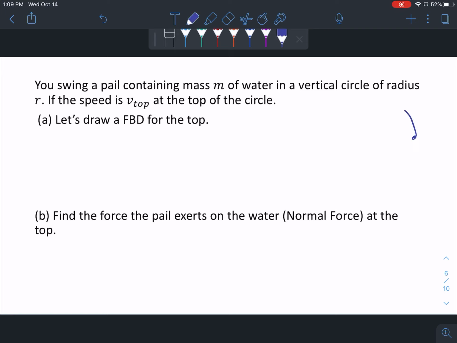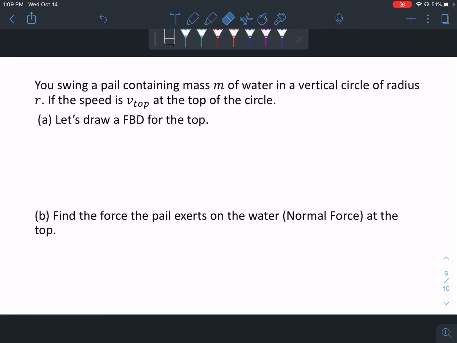Very specifically, we're talking about a pail containing water. If you've ever actually done this, it's a pretty cool phenomenon. At the very top, if you are doing it fast enough, the water stays in the bucket. We know that gravity would want to make the water come down, but if you're spinning fast enough, you can make it so the water stays inside of the bucket. And that's what we're going to be looking at today.